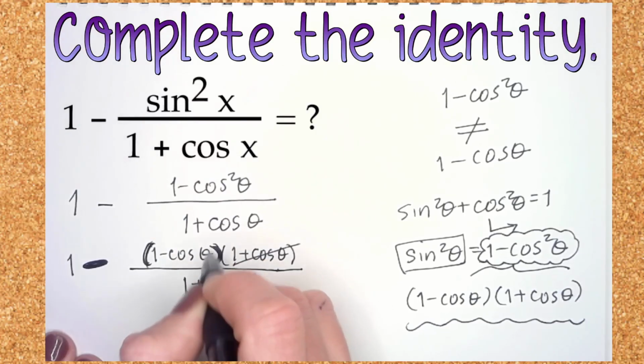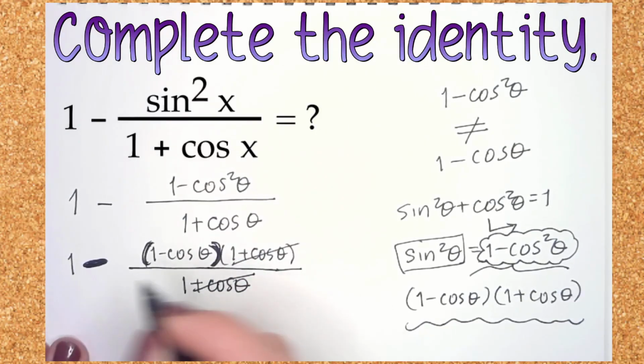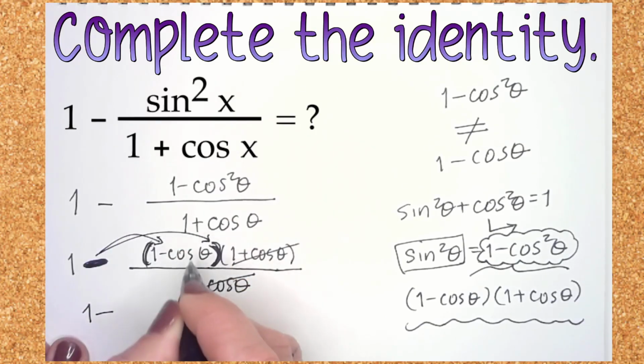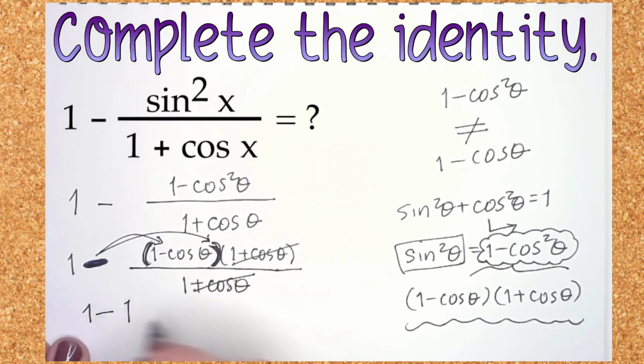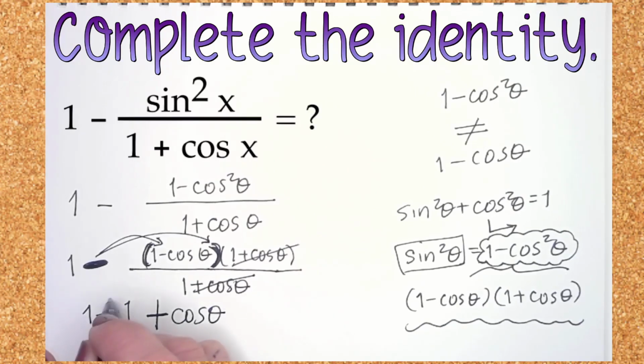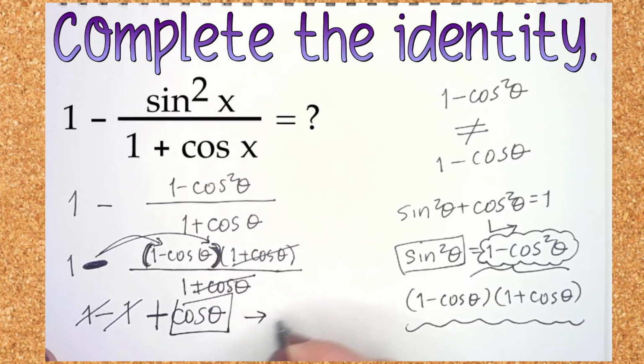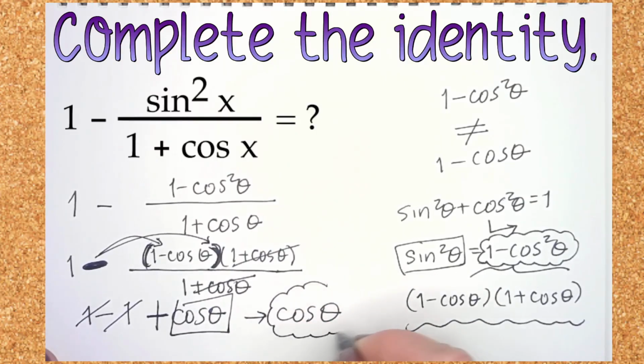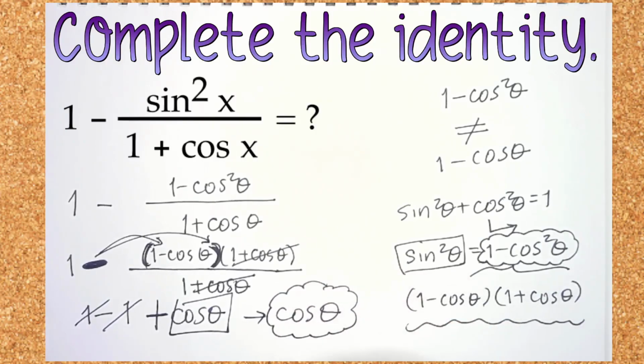There are parentheses after this minus sign. So what does that mean? I'm going to distribute that subtraction to both those parts. So it's 1 minus 1 plus cosine theta. And what does that mean? Those are gone. What's left is just the positive cosine theta. So what does this simplify into, or what do we complete the identity to be? Cosine theta.